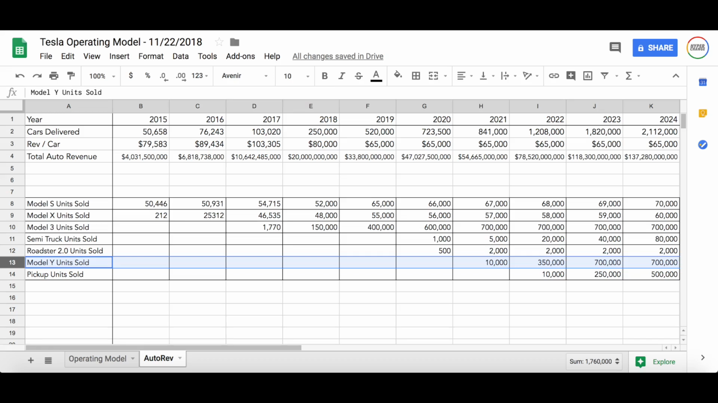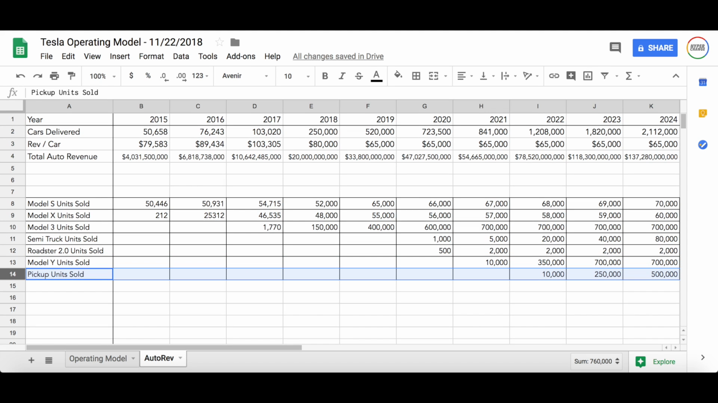And then I believe the Model Y will cap out at about 700,000 units per year along with the Model 3. This could be a low ball because the Model Y is a sort of hatchback product, which actually is a bigger market than the sedan. So in theory, it could have bigger end demand than the sedan. So it could be more than 700,000 units, but that's what I put there for now.